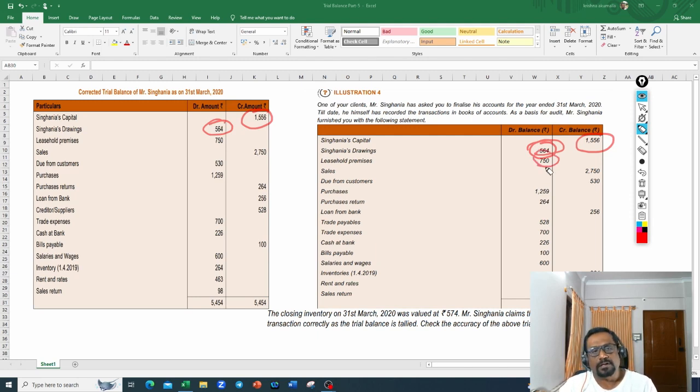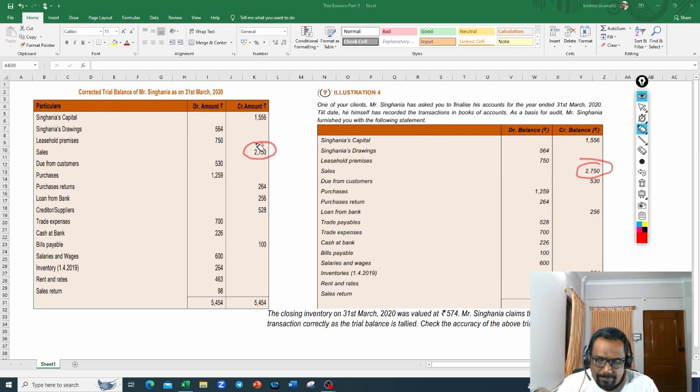Leasehold premises is what? It is an asset. All assets are debit balances. So leasehold premises is kept on the debit side of the trial balance. So that is also correct. So he correctly accounted. There is no issue. Next, sales. He mentioned 2750. Sales is what? It is an income for us. All incomes and gains are credit balances as per nominal account, right? So he also mentioned correctly, 2750 is a credit balance. He updated it in credit balance. There is no mistake here.